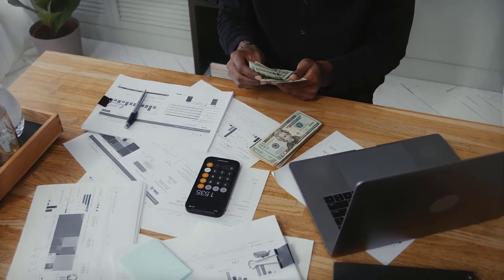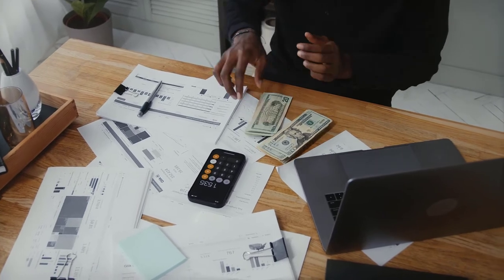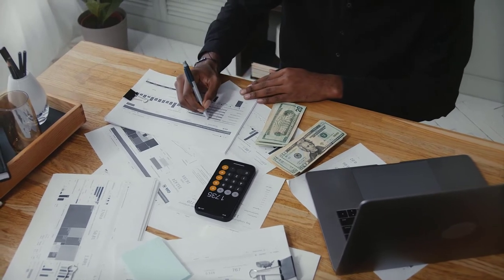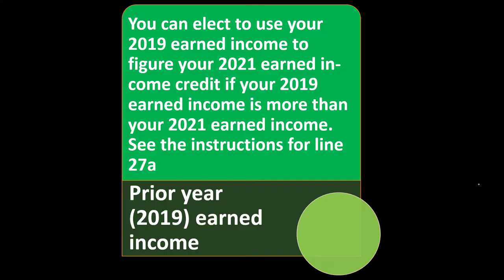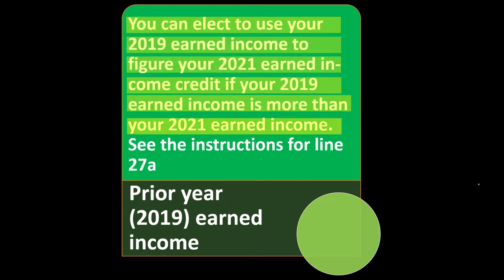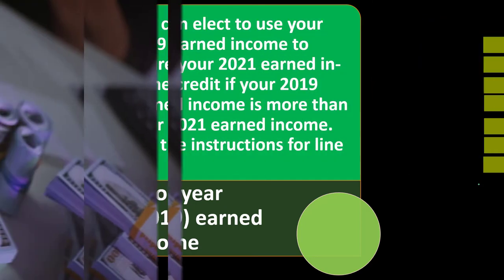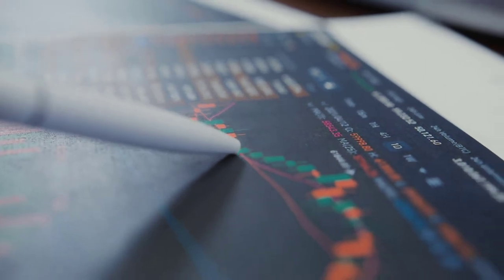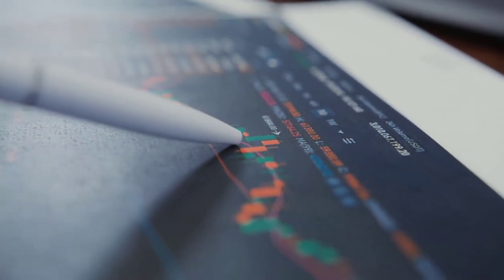But they increased that amount to a pretty significant amount, $10,000 of dividends. I mean, how much investment must you have to get $10,000 of interest? But in any case, prior year 2019 earned income: you can elect to use your 2019 earned income to figure your 2021 earned income credit if your 2019 earned income is more than your 2021 earned income. See the instructions for line 27A. So this is another new thing that they tried to help people out with, the earned income tax credit, because you'll recall that it actually goes up to some degree as your income goes up.